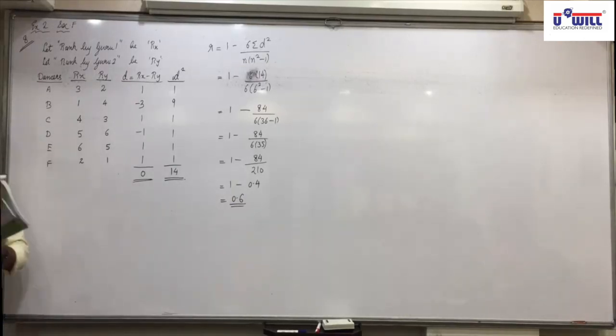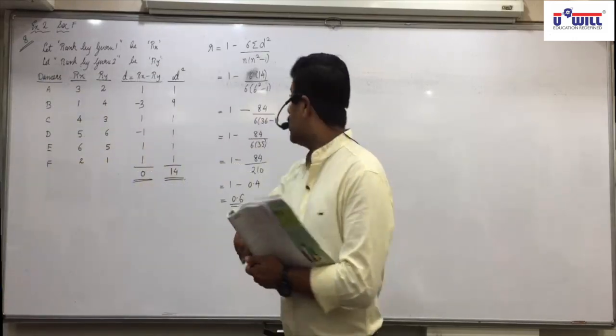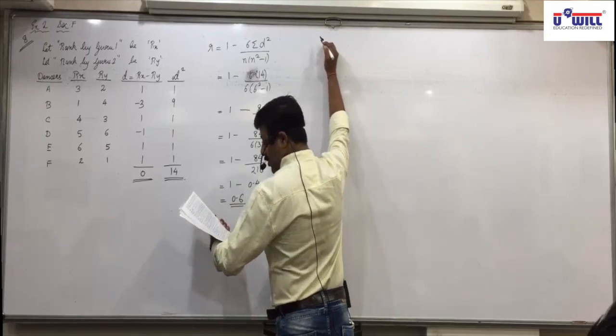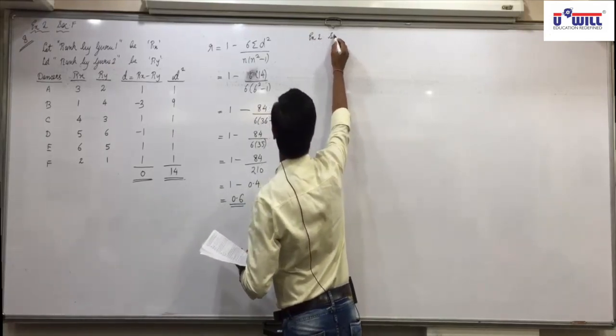Rank will always be mentioned. If not mentioned, then you have to find Karl Pearson. Keep it in mind. Okay. So first write down the values of X and Y. This is exercise 2, section E.